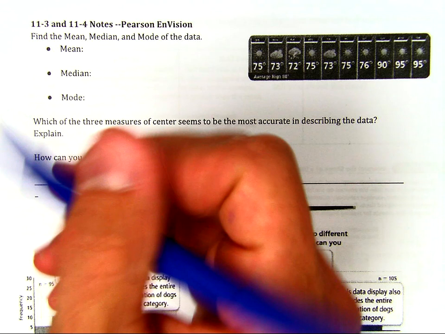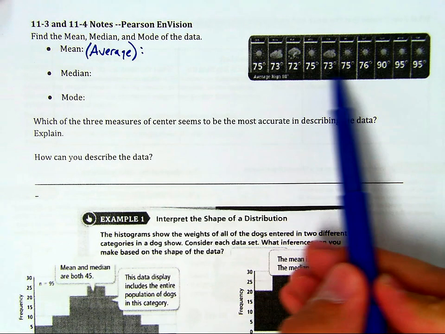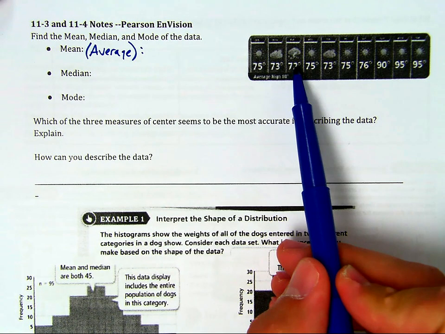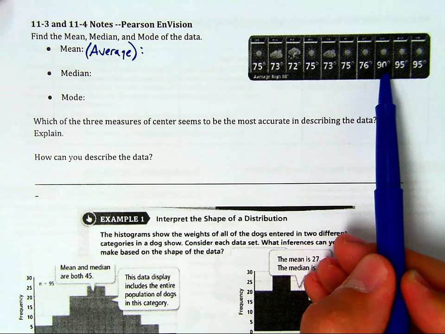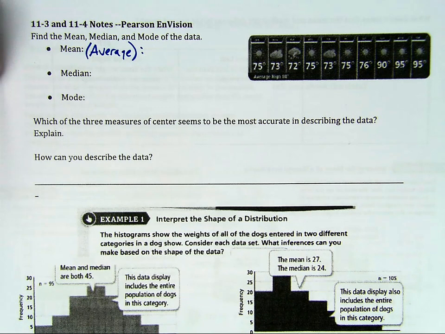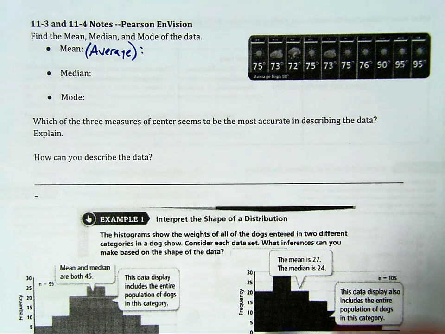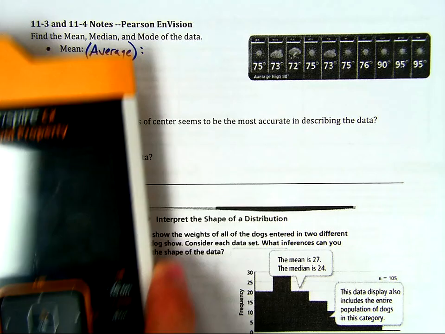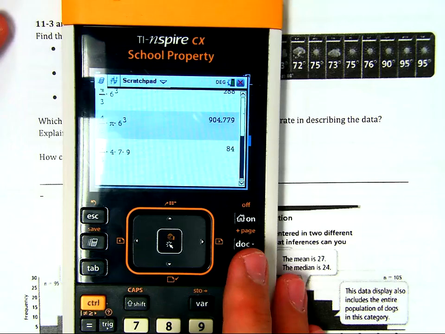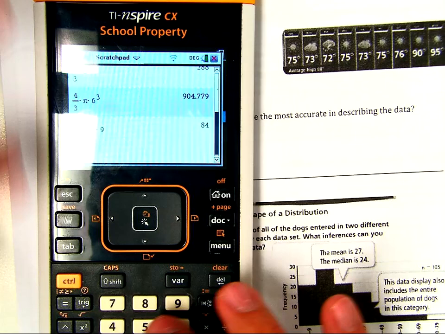So we have to remember that the mean simply represents the average of the numbers. So in this first problem, we have the temperature measured through 1, 2, 3, 4, 5, 6, 7, 8, 9, 10 days. To simply find the mean, all we're going to do is add all of those measures together. So I'm going to take a calculator here and add up all of the degrees.